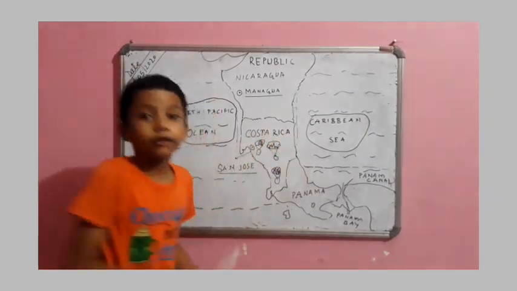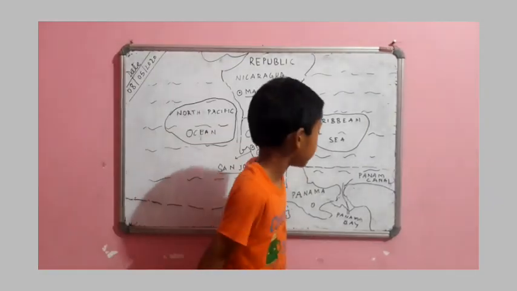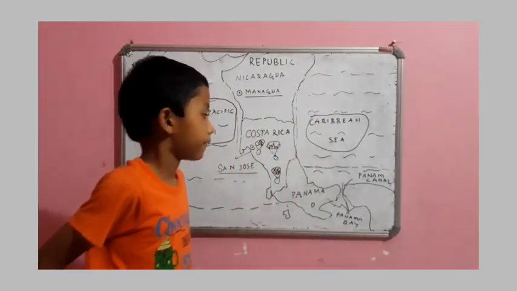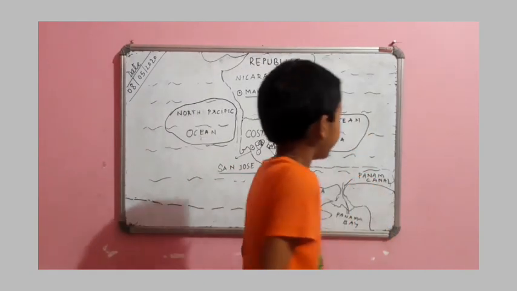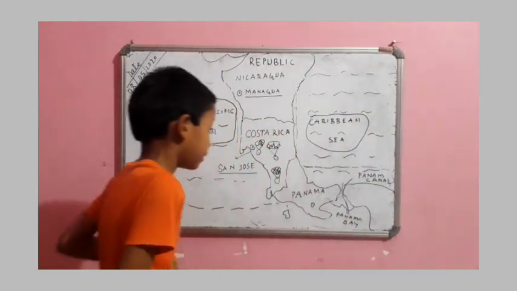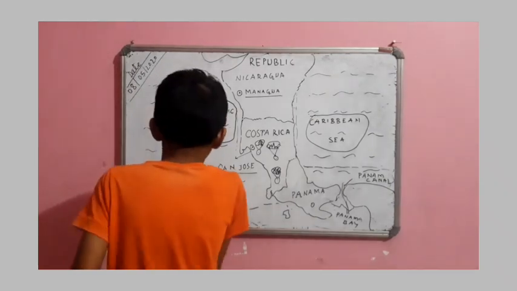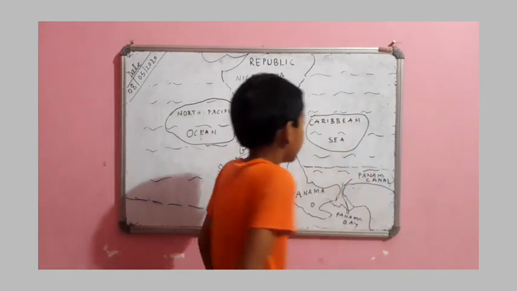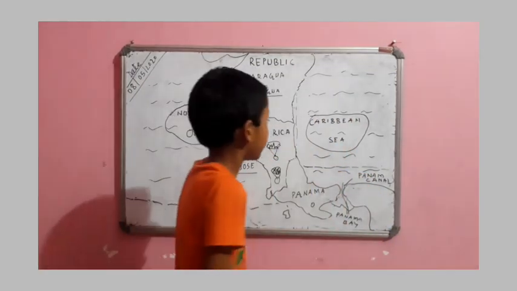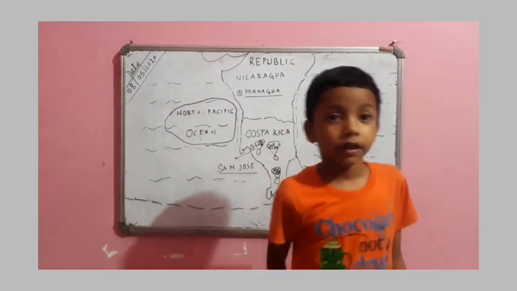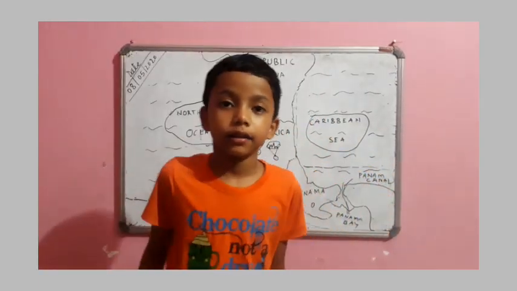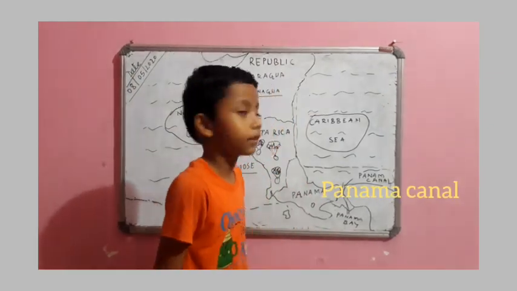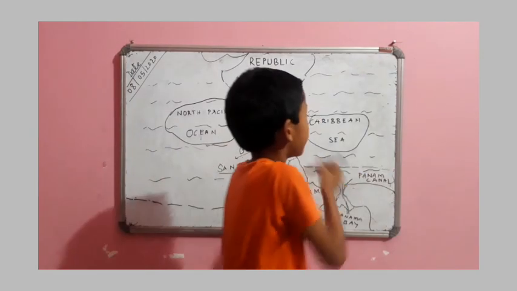touch Costa Rica. Now, what does Panama have? It has the Panama Canal and Panama Bay. Panama Bay is below and Panama Canal is above. Does the Panama Canal touch the Caribbean Sea? Yes or no? Which is correct? It is yes. It combines with the Caribbean Sea.